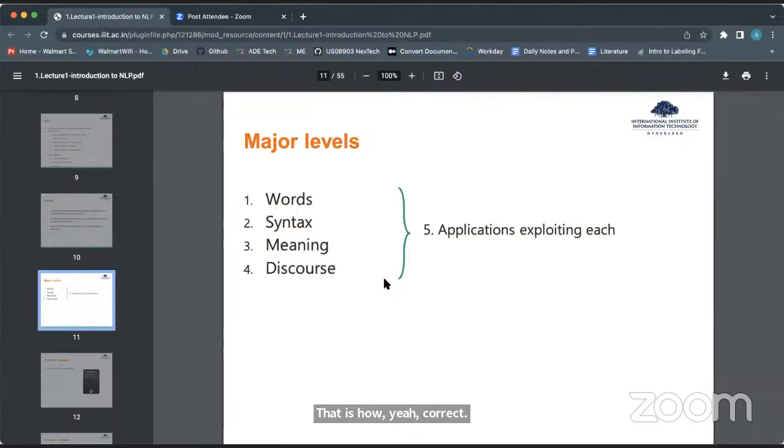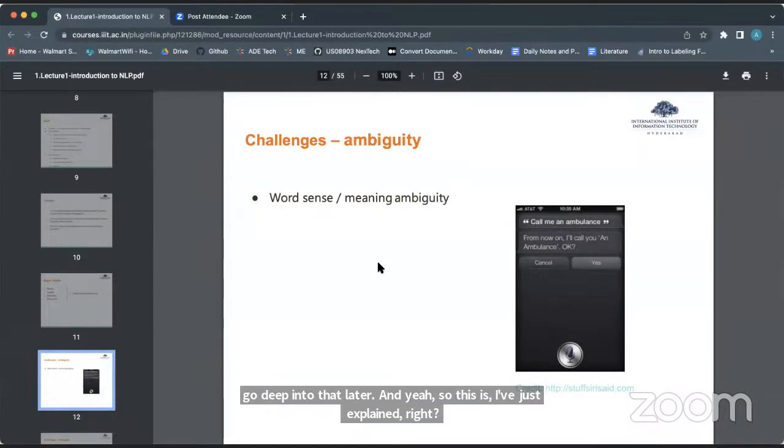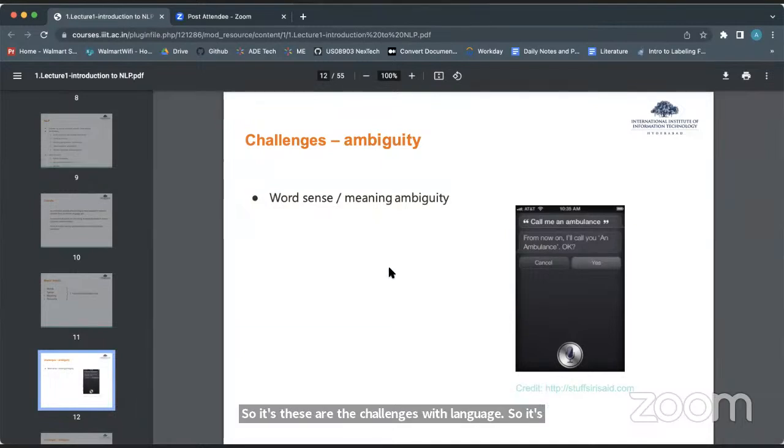As I said, these are the four different levels at which a language can be understood: word, syntax, meaning, and then discourse. We'll go deep into that later. I've just explained these challenges with language. It's not as easy for a machine to understand.